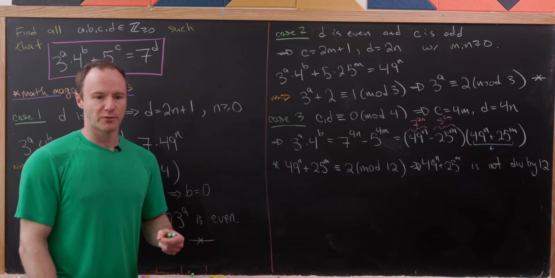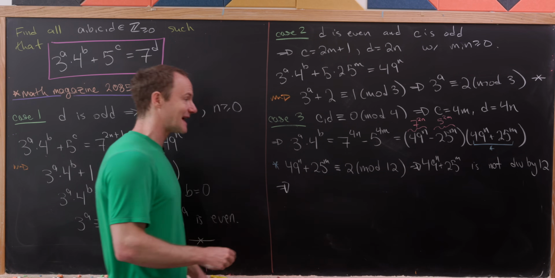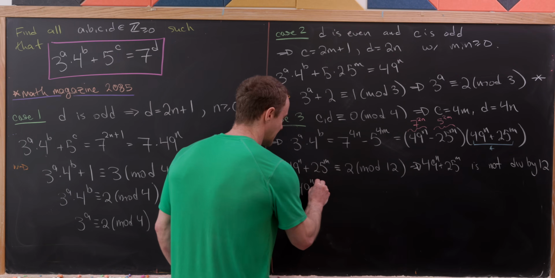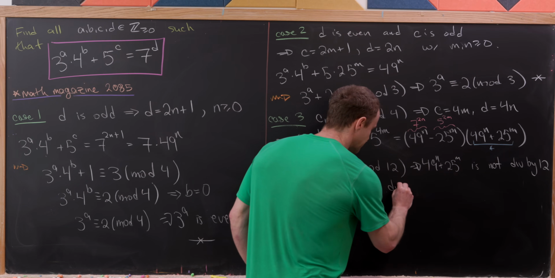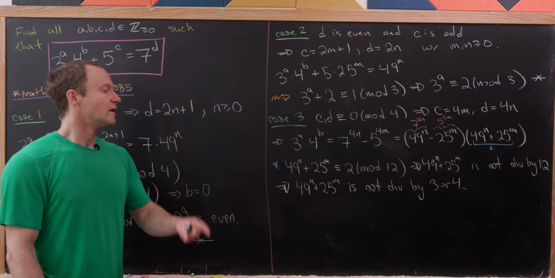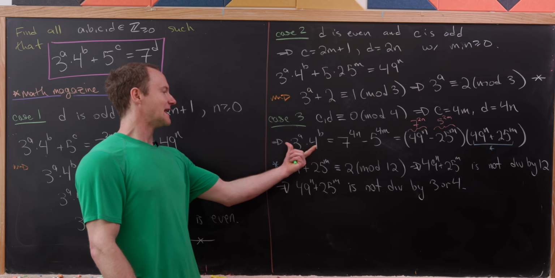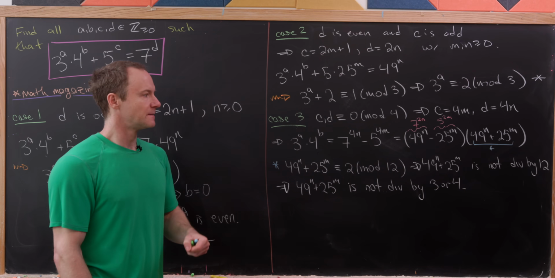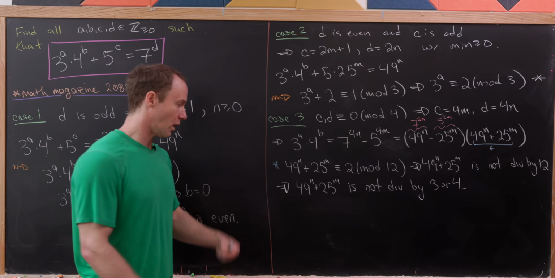But if it's not divisible by 12, that means it's not divisible by 3 and it's not divisible by 4. So let's see, 49 to the n plus 25 to the m is not divisible by 3 or 4. But if it's not divisible by 3 and it's not divisible by 4, yet it is a divisor of 3 to the a times 4 to the b, that means that it must be equal to 2 or 1.